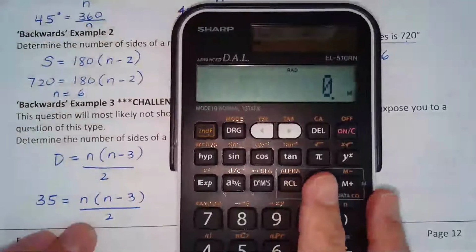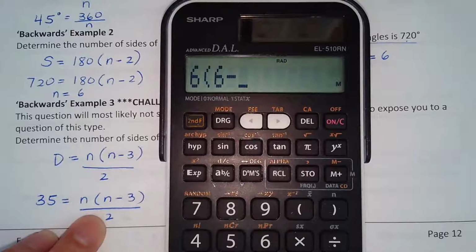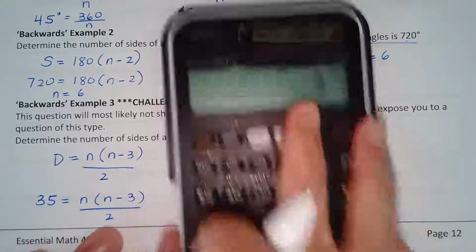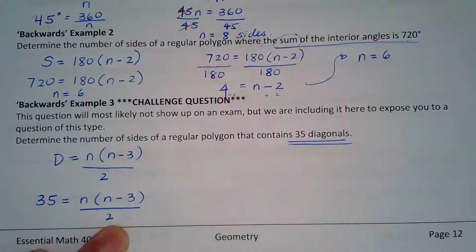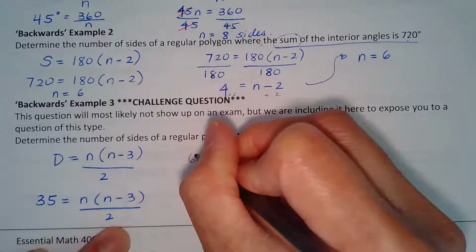So I'm going to go, okay, how do I do that? 6 times. I think most of you have brackets, so you can go times brackets or just brackets, depending on your calculator. 6 minus 3, close brackets, divided by 2. Okay, that's only 9. We need 35. So I tried 6. It doesn't work. I'm just going to keep track of what I tried. I tried 6. Doesn't work.